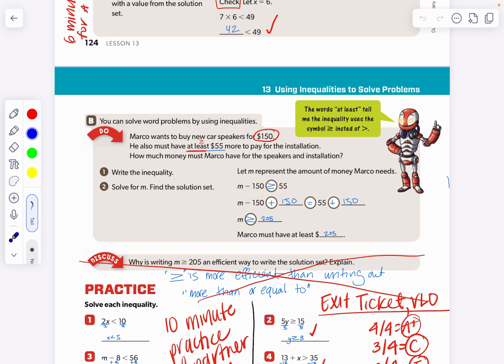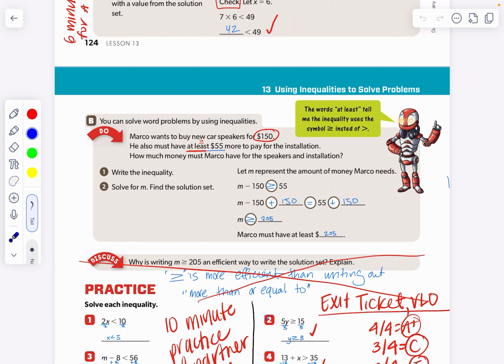So because I have just modeled for you a division question, I'm going to skip A and I'm going to model B for you. So it says Marco wants to buy new car speakers for $150. He must also have at least $55 more to pay for the installation. How much money must Marco have for the speakers and the installation, right?